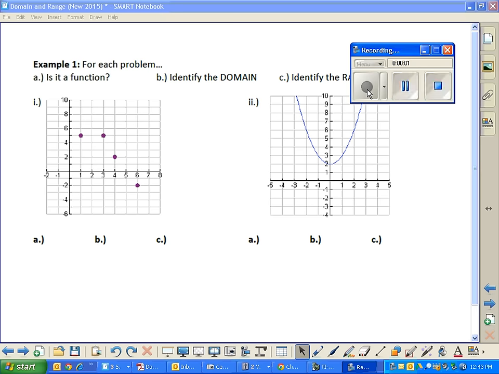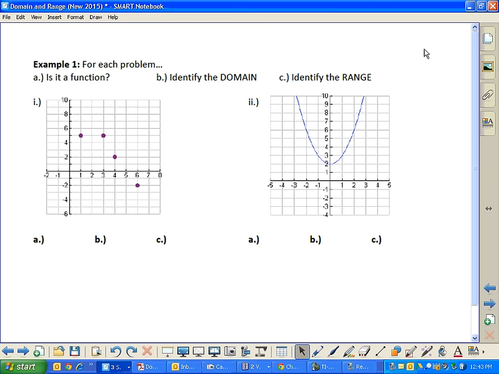Okay, for example one, as we just started to talk about in class today, we're going to take some time to examine each graph and decide if the graph is a function. We're also going to take some time in part B to identify the function's domain. And then in part C, we're going to identify the function's range.